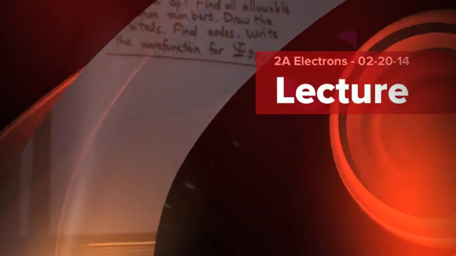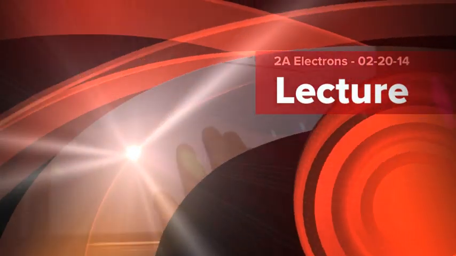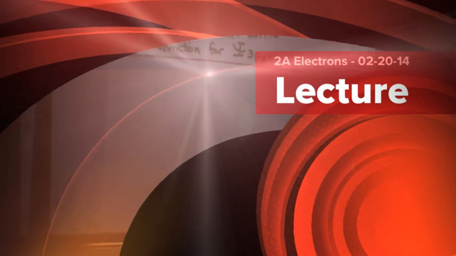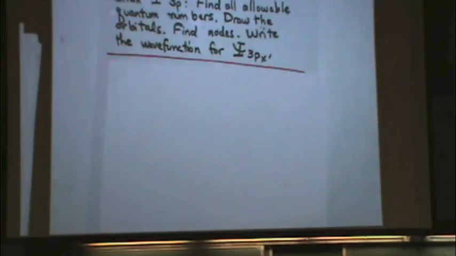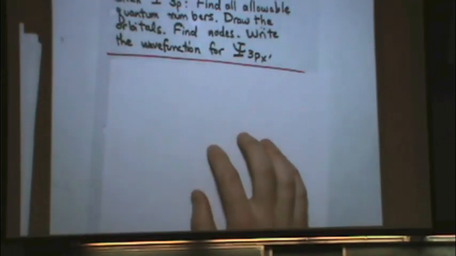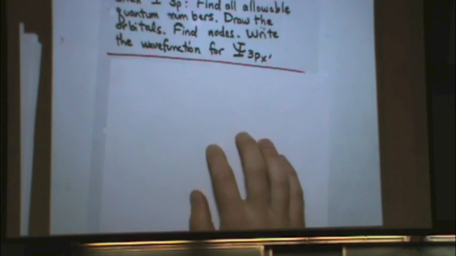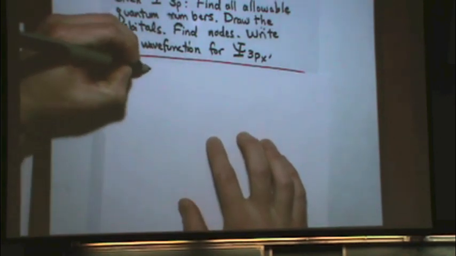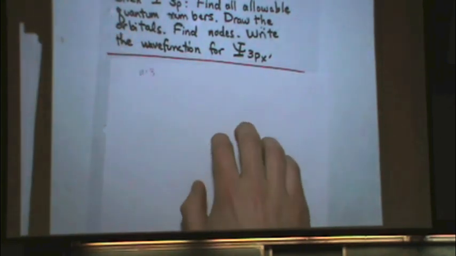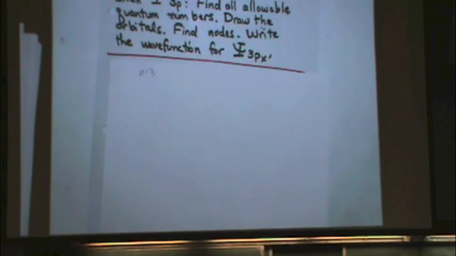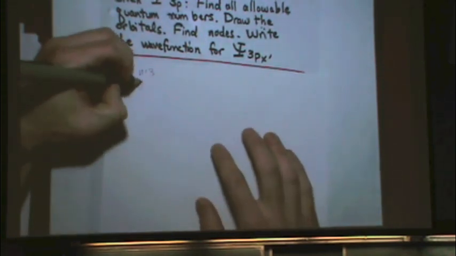All right, so the first thing we're going to do is find all the allowable quantum numbers. Before we start, let's talk about what quantum numbers we know. Because it's a 3p, we already have some information. The first is that n is equal to 3. The p tells us what L we have. Can you tell me what L we have?